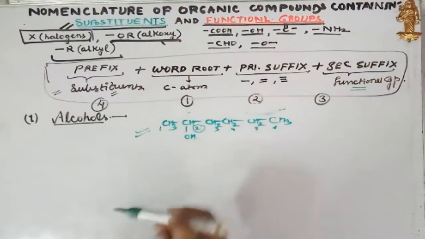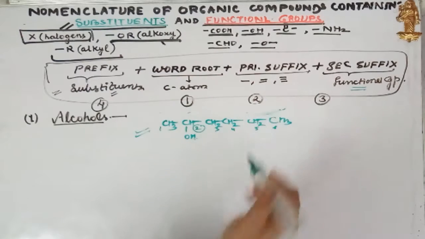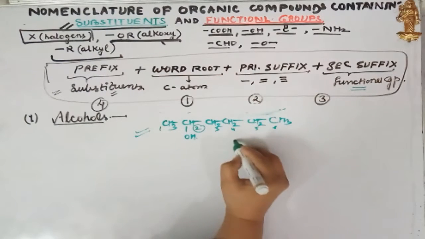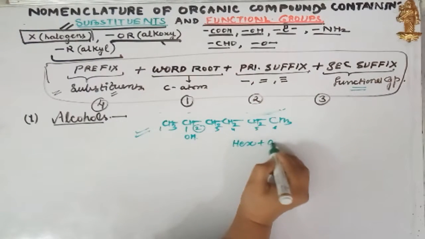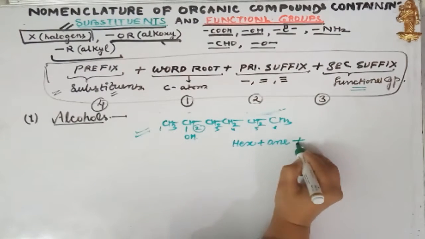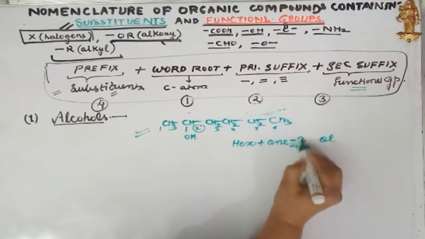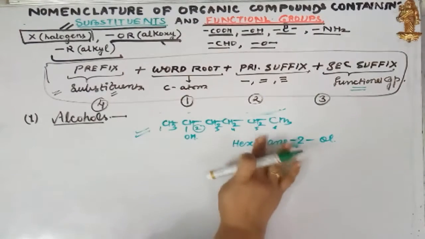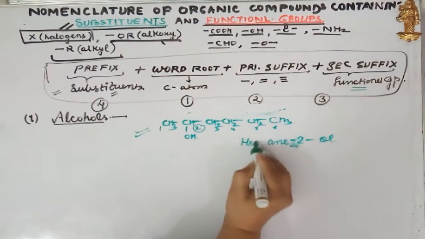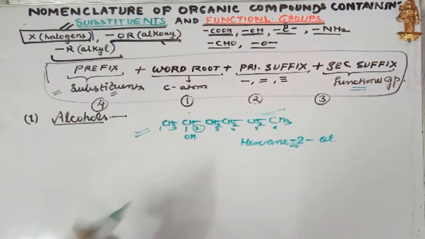So start naming the compound by writing the word root. The word root for the 6th carbon is hex. Ane is indicating single bond, and the alcohol is indicated by the ol, but the position will be indicated by the 2. So this compound becomes hexan-2-ol. Hope it is clear to you.